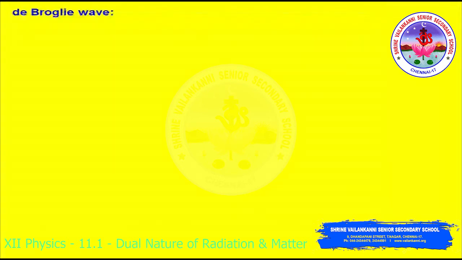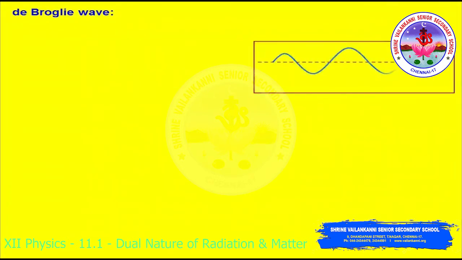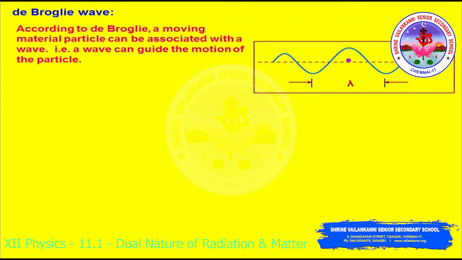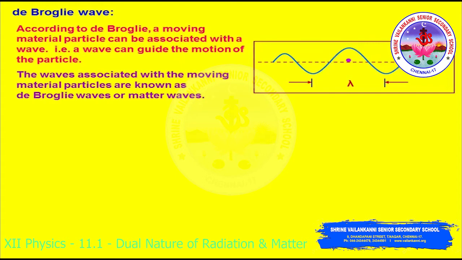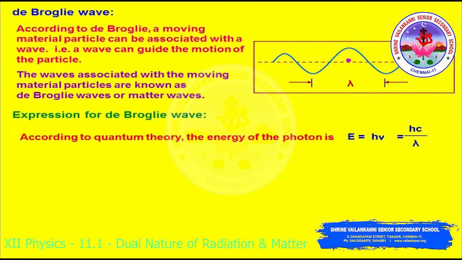And what is the de Broglie wave and how did he explain it through his study? According to de Broglie, a moving material particle can be associated with a wave, that is, a wave can guide the motion of the particle, right? The waves associated with moving material particles are known as de Broglie waves, or we can call them matter waves. According to quantum theory, the energy of a photon is E equal to h nu.